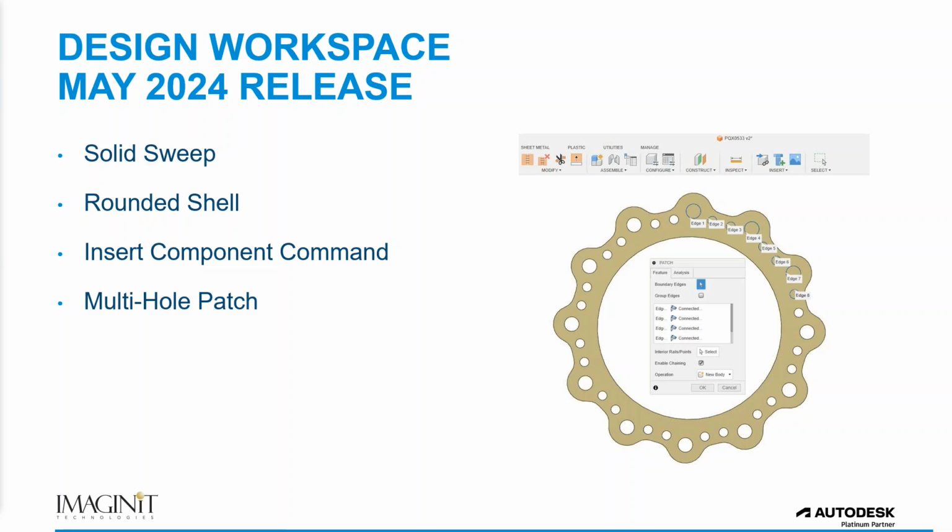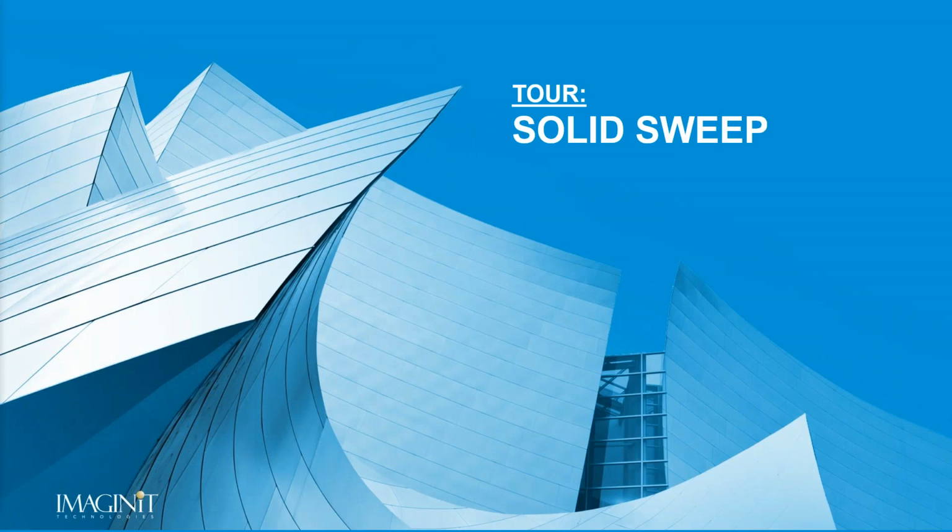And lastly here, multi-hole patch. Previously, a patch in Fusion could only be on one hole, one opening. So in the case of the flange that we see here on the screen, if we wanted to patch all of those holes, it would be a large amount of individual patch operations. Now it can all be done in one operation in the timeline. So let's take a look at solid sweep.